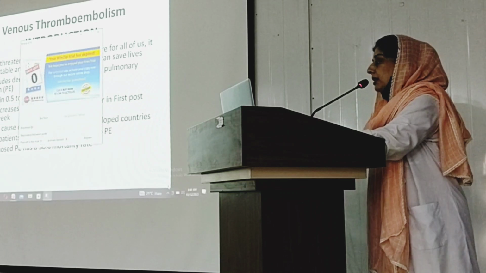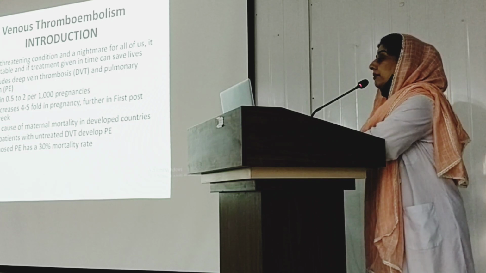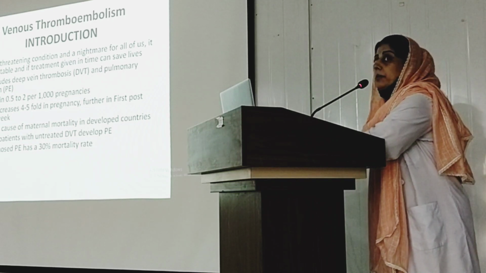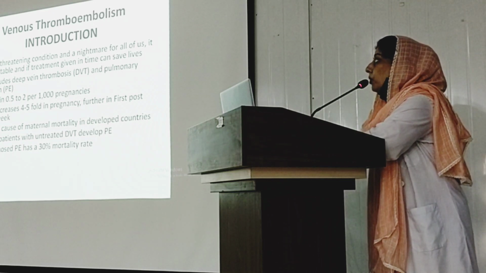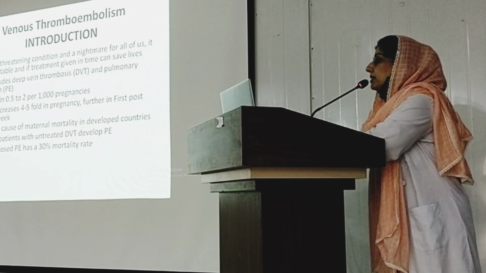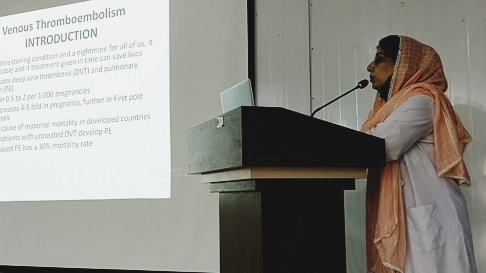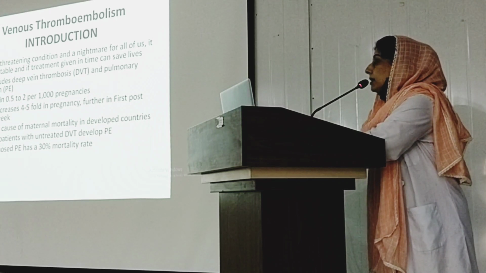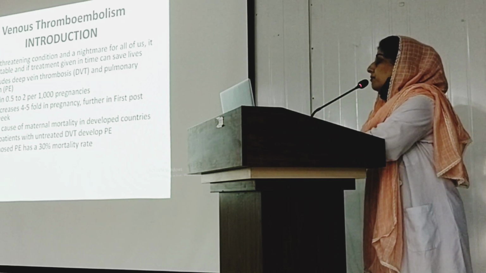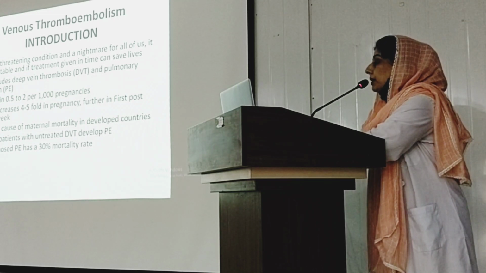It is preventable and treatable. If treatment is started in time, it can save lives. Venous thromboembolism includes DVT and pulmonary embolism. It occurs in about 0.5 to 2 per 1,000 pregnancies. It increases 4 to 5 fold in pregnancy and further in the first postpartum period, as pregnancy is a thrombogenic state. It's a leading cause of maternal mortality in developed countries.